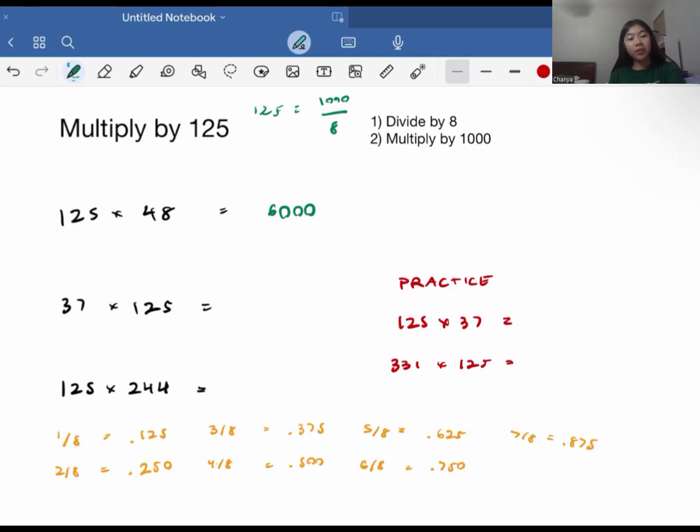Next we have the second problem, which is 37 times 125. You notice when we try to do step 1, which is divide the other number by 8, we find out that 37 is actually not divisible by 8. Well, how do we work around this? Let's just do what we can. So 37 over 8, we can write it as 4 and 5/8, because 8 times 4 is 32, and then you have 5 left over.